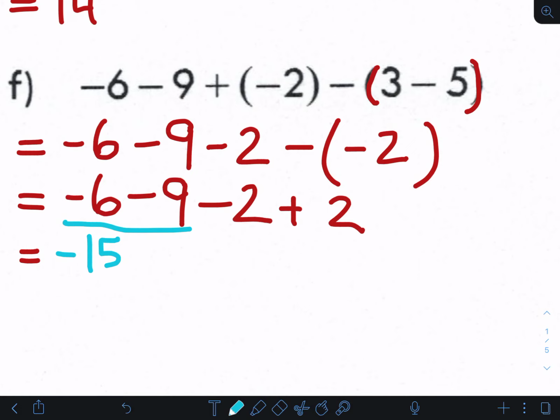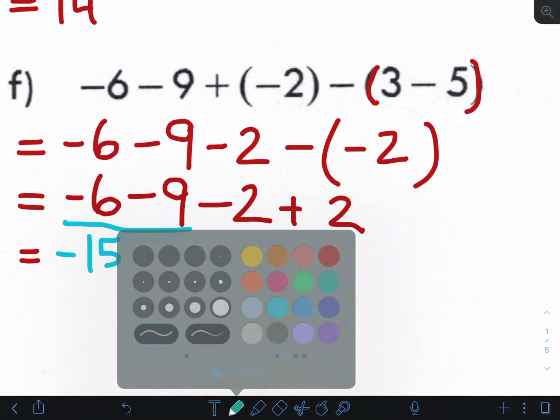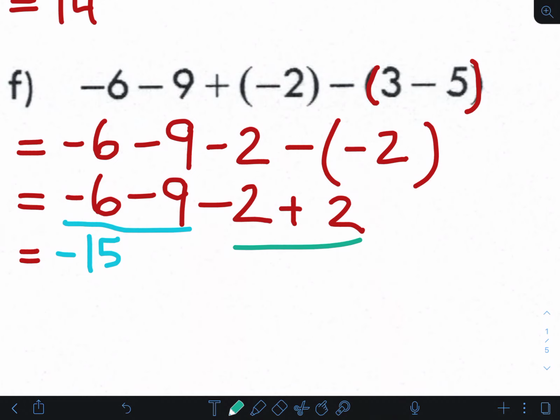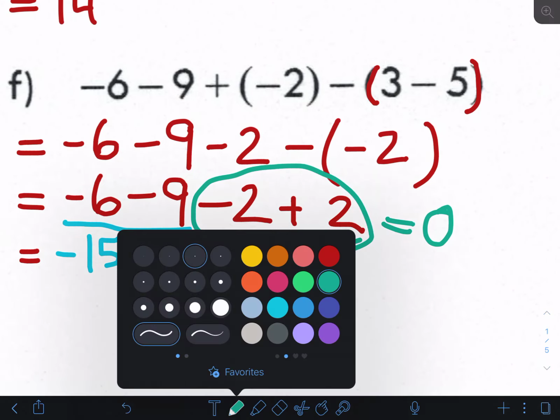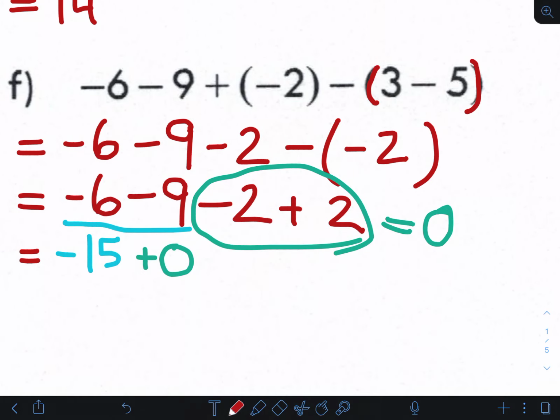Now we're going to have negative 15 minus 2 plus 2. But if we think about it, negative 2 plus 2, well, that just equals 0. So we're doing negative 15 plus 0. And for our final answer, we get negative 15.